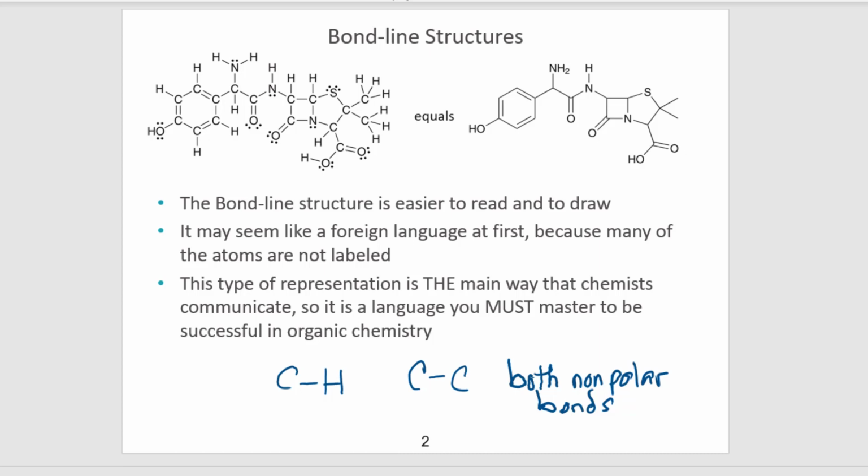So, bond line structures allow us to look at really big hairy molecules in a way that highlights the reactive areas. Obviously, I'm an organic chemist, but I'm really not that interested in the carbons and hydrogens that are ultimately creating the infrastructure, the scaffolding, that holds up the reactive areas.